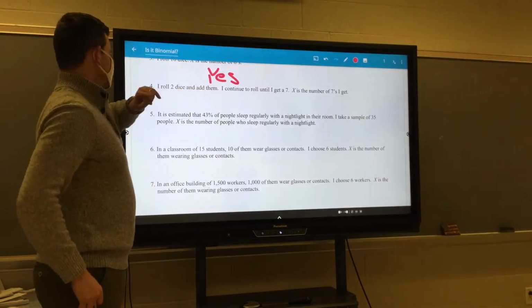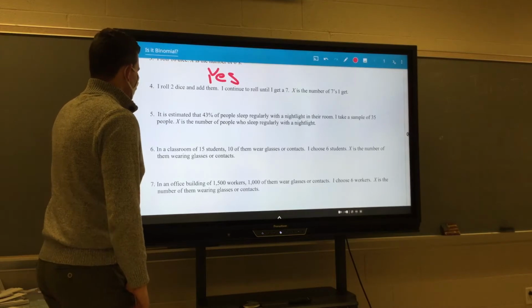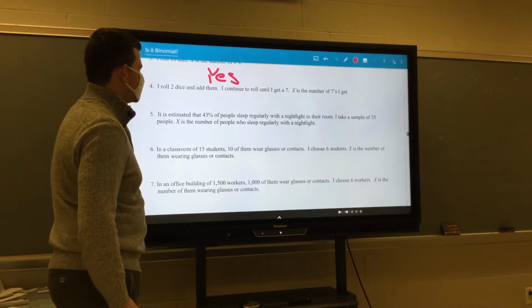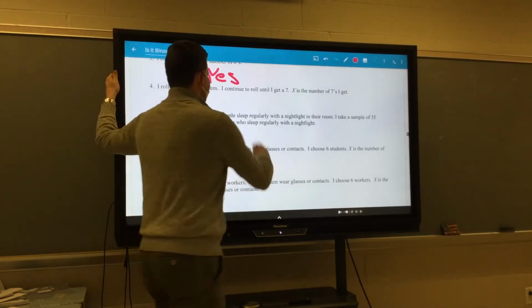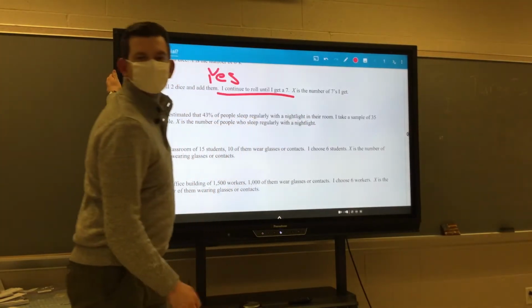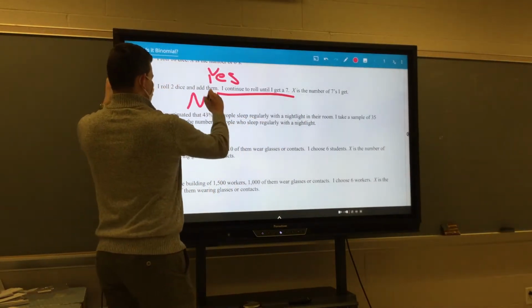Now, another dice problem in number 4. You're rolling 2 dice and add them. You continue to roll until you get a 7. Okay? Do not have a fixed number of observations, so no.